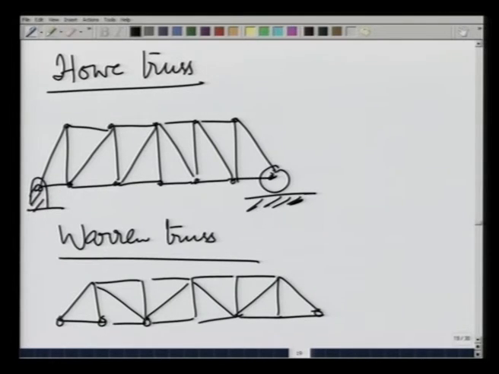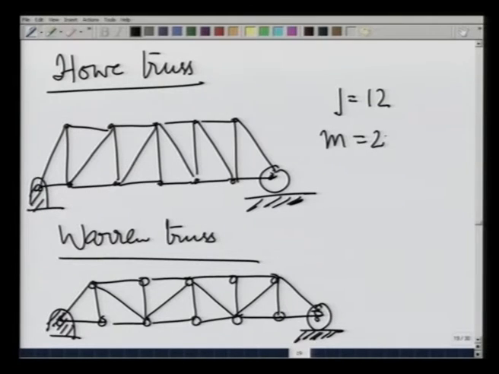So, these are different variations on the way the members and joints are fixed on a truss, and this side again I put it on a roller, and this side is fixed. Again j equals 12 and m equals 21. So, they are consistent, j equals 12 and m equals 21. So, they are also consistent for them to be statically determinate trusses.